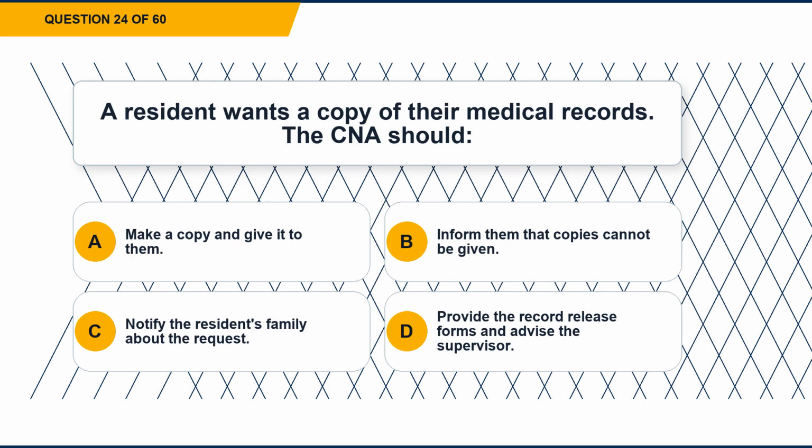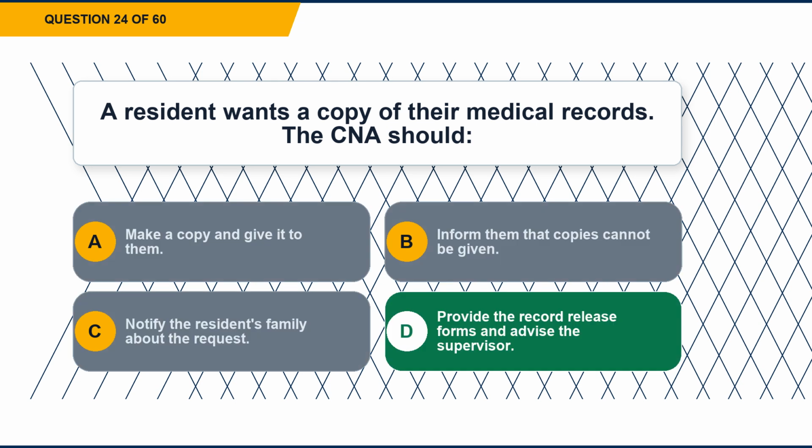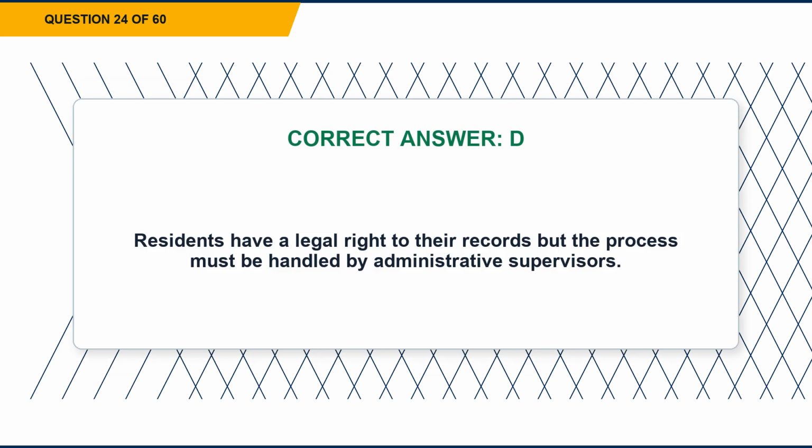Question 24. A resident wants a copy of their medical records. The CNA should: Option A, make a copy and give it to them. Option B, inform them that copies cannot be given. Option C, notify the resident's family about the request. Option D, provide the record release forms and advise the supervisor. The correct answer is option D, provide the record release forms and advise the supervisor. Explanation. Residents have a legal right to their records, but the process must be handled by administrative supervisors.